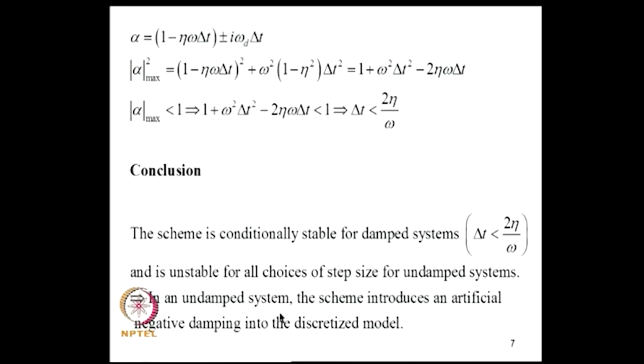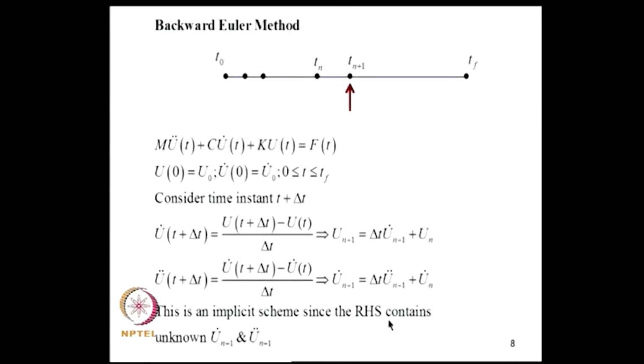So, in an undamped system, this would mean that the scheme introduces an artificial negative damping into the discretized model, which alters the basic physics of the problem. That alteration in the behavior of the system is essentially due to the way we have discretized the governing differential equation. So, it would indicate that the forward difference scheme has many pitfalls, and we should be cautious if we want to use this.